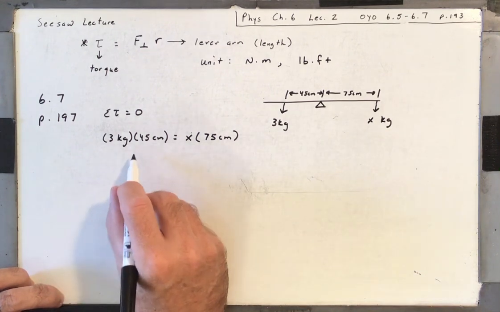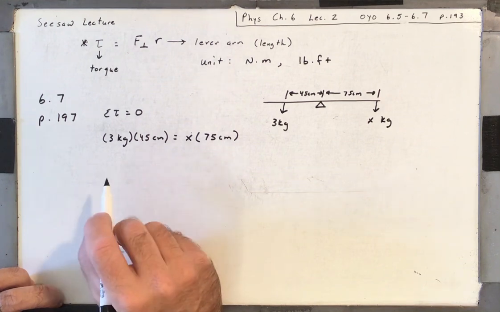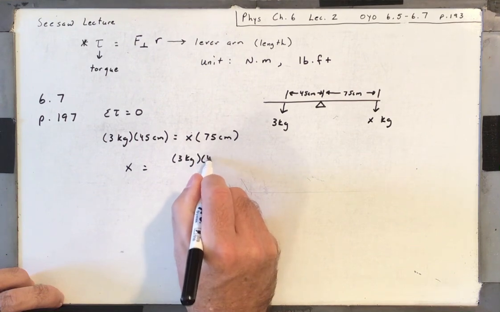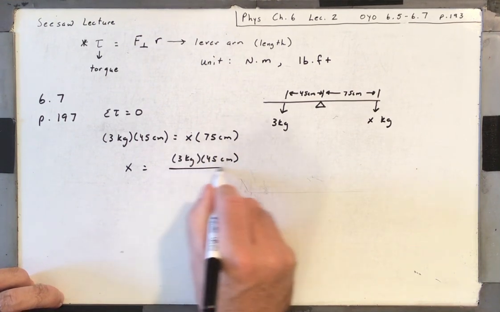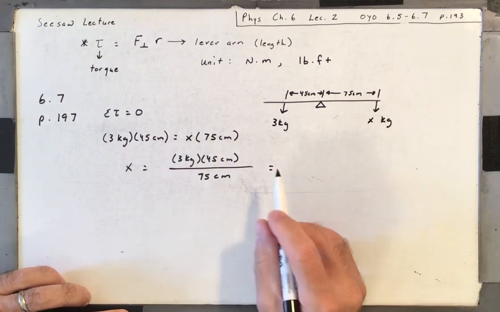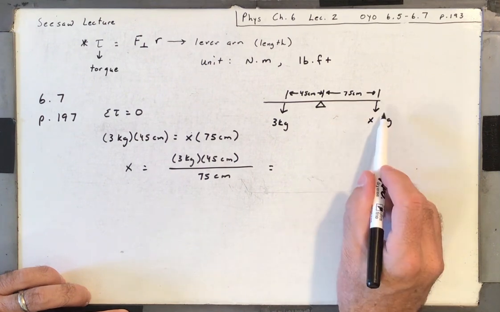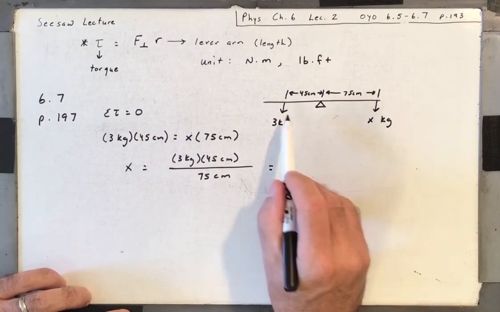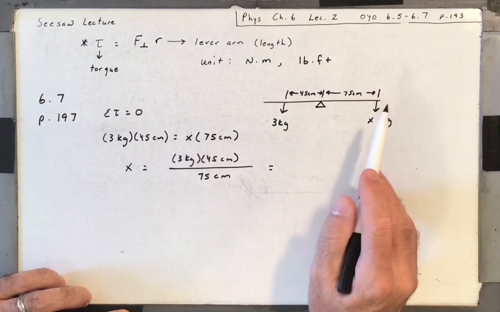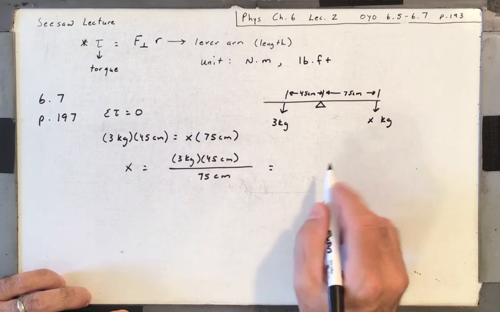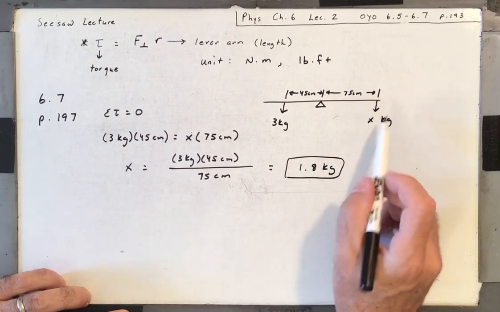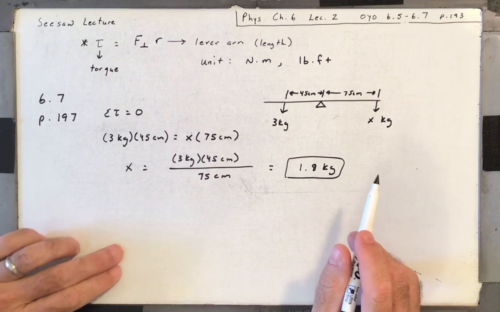So that's going to be 3 times 45. So X, just solving for X, is going to be 3 kilograms times 45 centimeters over 75 centimeters. All right, so the mass should be smaller because it's further away, so you would need less mass. You have more of a torque on the right side than the left side, don't you? So that is going to be 1.8 kilograms. Because it's further away from the fulcrum, you can have less of a mass to achieve equilibrium.